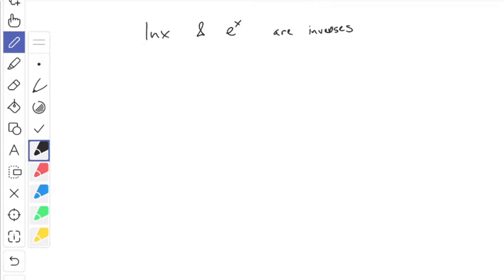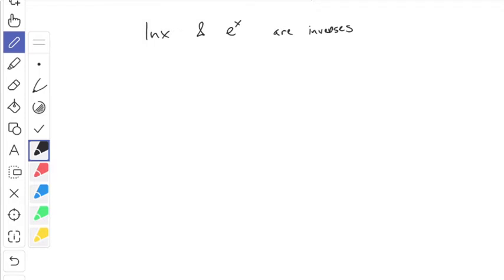Now, in a typical presentation of the topic, if you learned about these things in high school, probably you learned about e to the x first, just because it's a little easier to explain. E to the x, e is a number, and you just do exponents of that number. Ln of x is a little harder to explain.